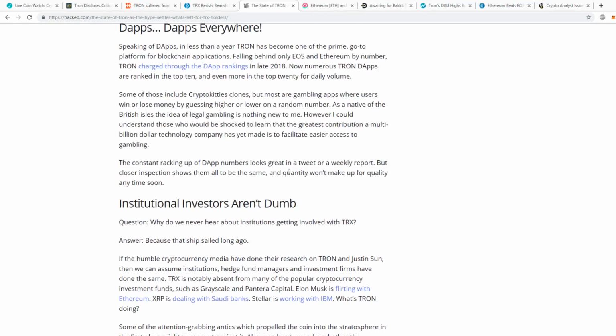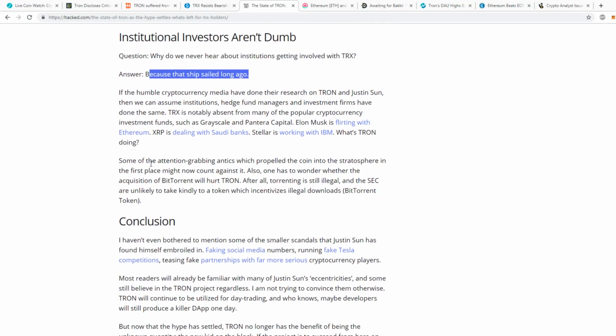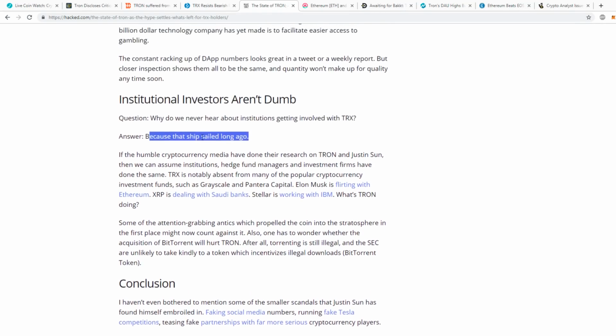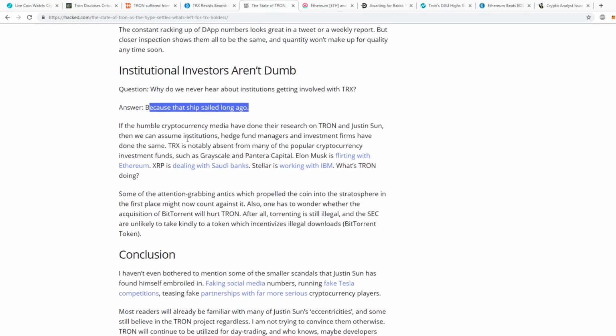Now, another question I see sometimes popping up is, why are these institutional investors not coming up, right? So the question here is, why do we never hear about institutions getting involved with TRX? Answer is because that ship sailed long ago. It's hate, but it's not misplaced, all right? Tron has BitTorrent, which is one of the major things that it has, but there's not really that many things which are interesting with Tron.